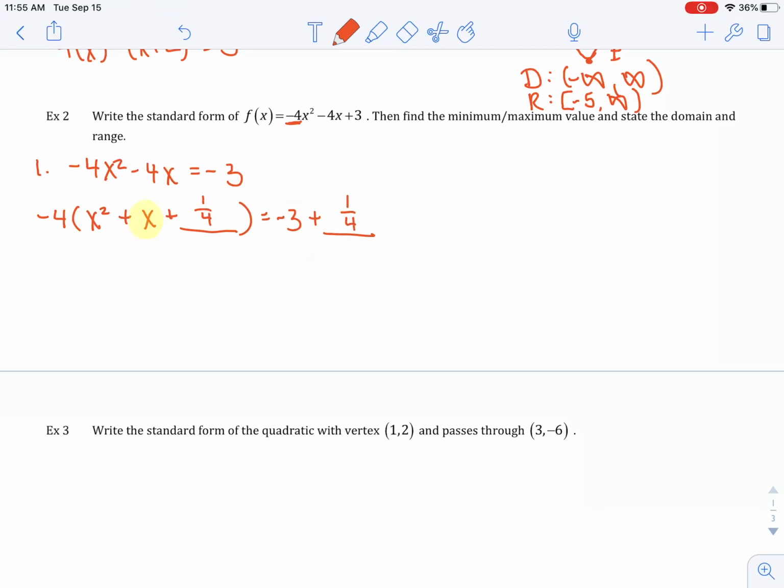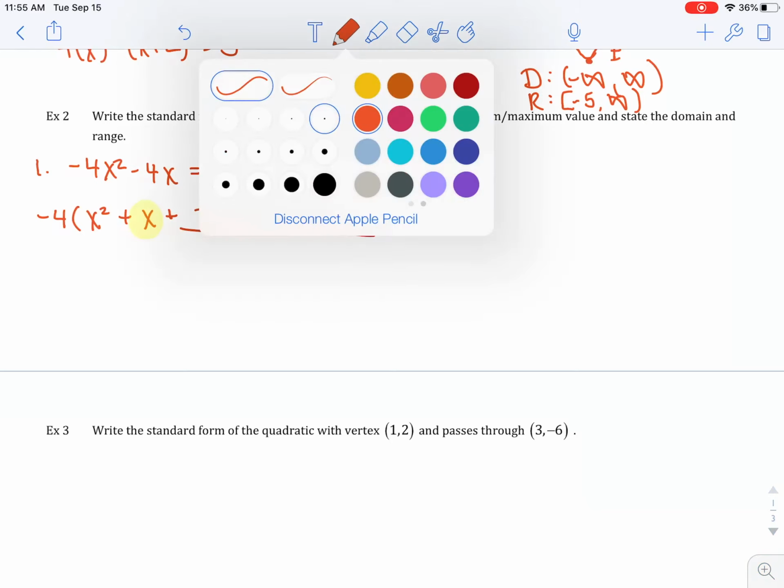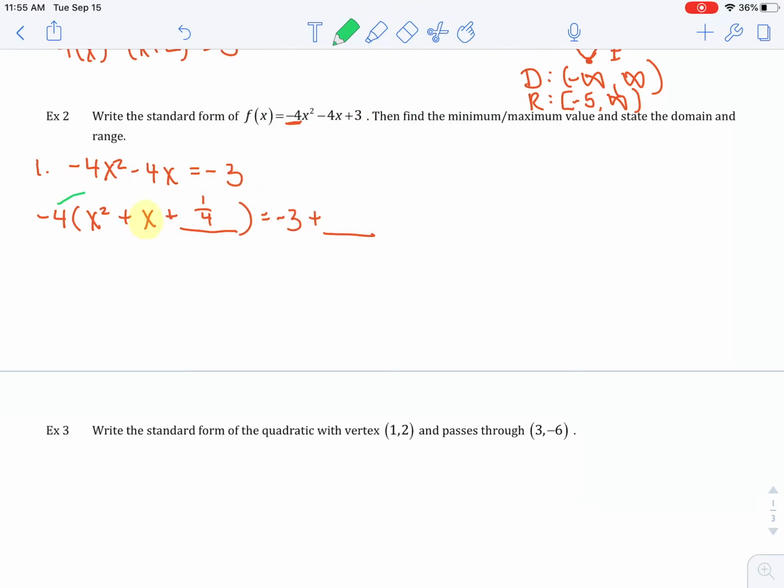So add 1/4. But then I'm like, wait a minute, did I actually add 1/4 then? Common mistake, guys, here. That's why I did it. 1/4 is incorrect, actually. Because what did I actually add to the left side? Well, if I distribute that in, -4 times 1/4, that's actually a -1 that got added to the left side. So it's a -1 that got added. All right, last step.